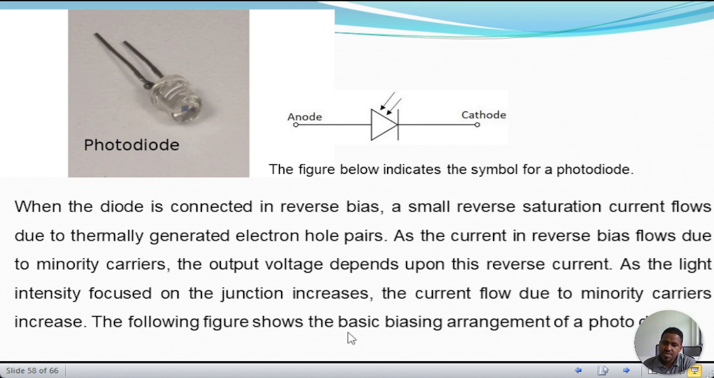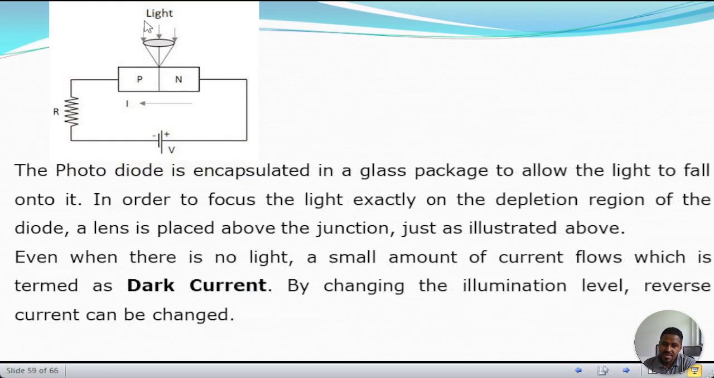The following figure shows the basic arrangement of a photodiode. So it looks like this one. The photodiode is connected in reverse, with the P material connected through a resistor to the negative of the battery and the N material to the positive. The photodiode is encapsulated in a glass package to allow the light to fall onto it. In order to focus the light exactly on the depletion region of the diode, a lens is placed above the junction, as illustrated above.